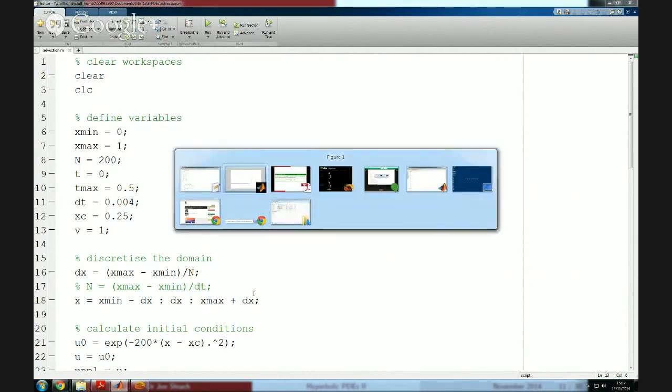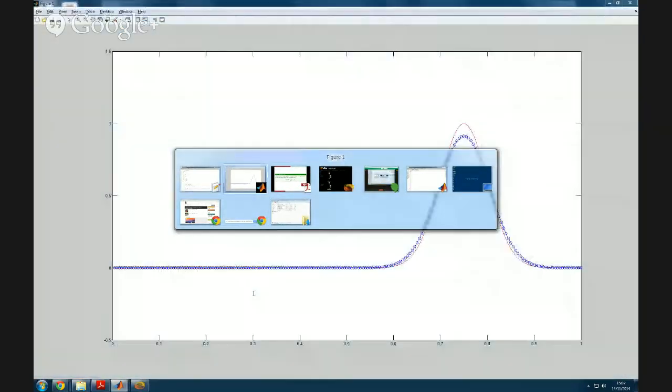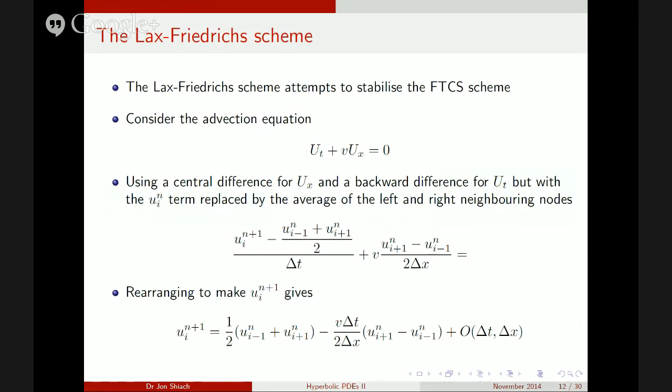Right, so that's stability. Okay, and so far we've seen we have a first order upwind scheme, which is, as you see, first order accurate. We have a forward time-centered space scheme, but we've just seen it is actually unstable, so we can't use it. Okay. What we're going to do now is just have a look at a few more schemes.